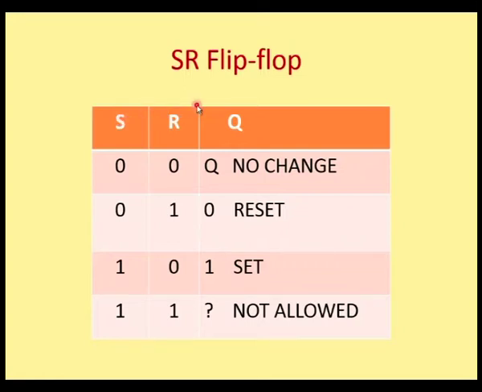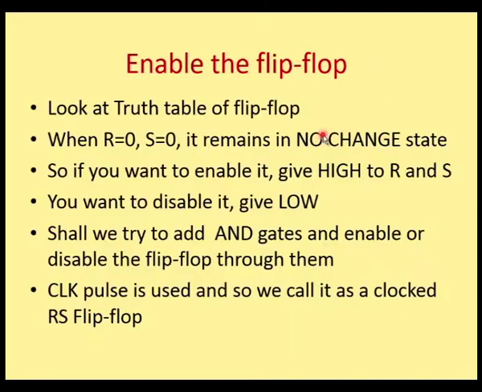When R equal to 0 and S equal to 0, it remains in the no change state. So if you want to enable it, give a high to R and S. If you want to disable it, give a low. Yes, because when it is low, you see here that there is no change in the state. Shall we try to add AND gates and enable or disable the flip-flop through them? Yes, the clock pulse is used, and so we call it a clocked RS flip-flop.